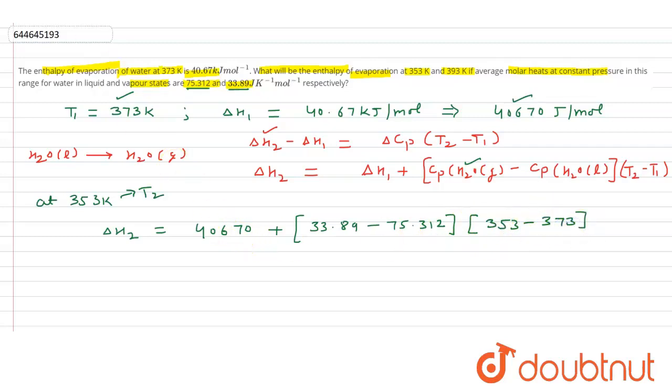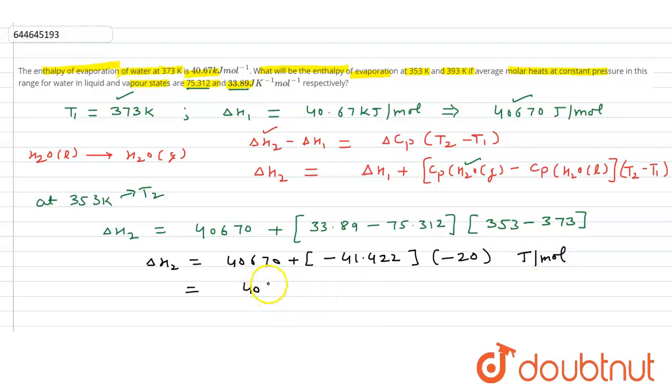If you further solve it, delta H2 comes out to be 40670 plus, when you subtract 33.89 minus 75.312, it comes out to be minus 41.422, and the temperature difference is minus 20. All the values are in joule per mole, right?